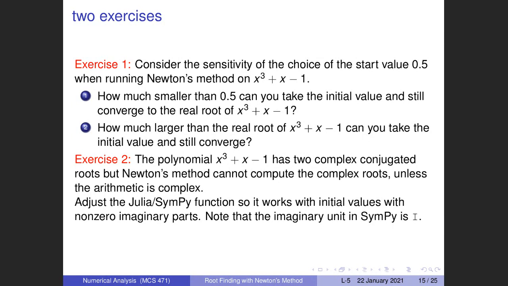The second exercise asks you to compute the complex roots. So unless you do complex arithmetic, you will never reach the complex roots. So the second exercise, you can modify the function. The input type is Float64. You can wipe that out so that you can also provide complex numbers. Or you can use the Newton updates. And so it's not necessary to answer this exercise that you provide a completely new function.